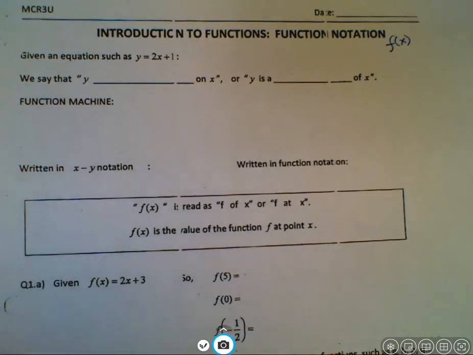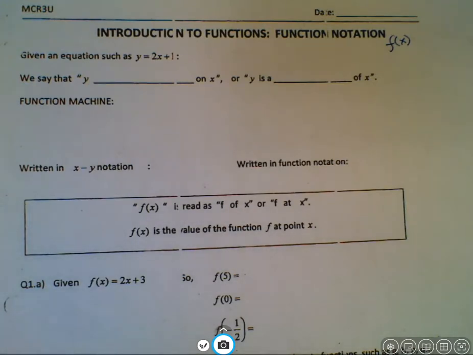Function notation is a huge part of this course because we'll see it every time we talk about functions, and there are many different functions that we're going to learn about this year. So your comfort level with function notation is going to be one of the keys to success here.